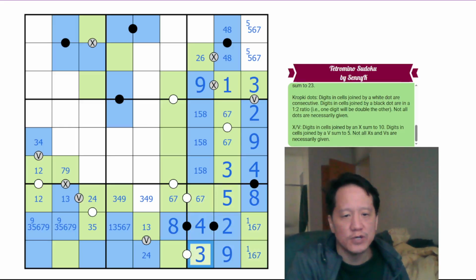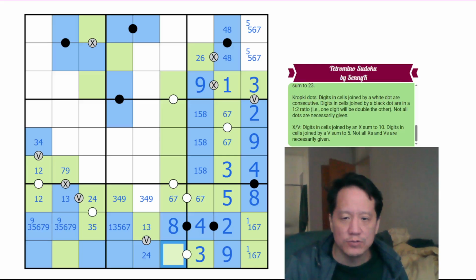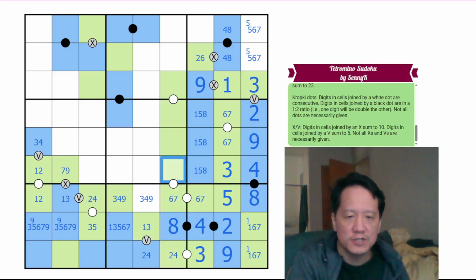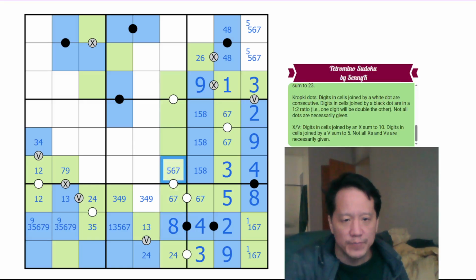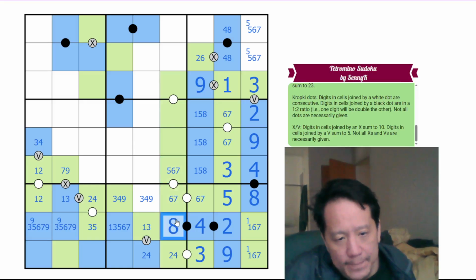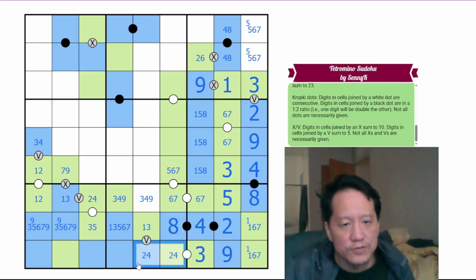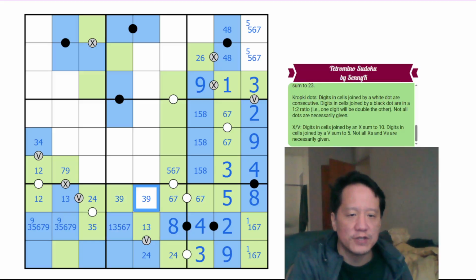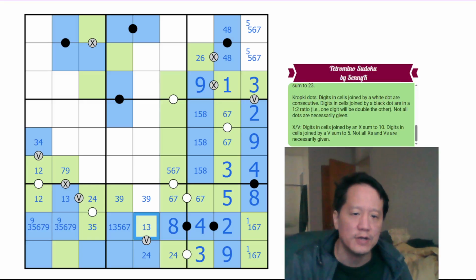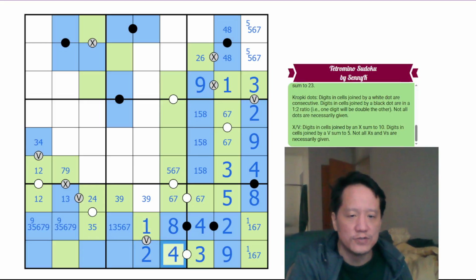So this is 3, which is consecutive with 2 or 4. So this is 2 or 4. 6, 7 is consecutive with 5, 6, 7, or 8. There's no 8 possible because of the 8 in the column. This is a 2, 4 pair, which eliminates 2 and 4 in the rest of the box. This can't be 4. This is a 3, 9 pair, which eliminates 3, 9 in the rest of the box. So this can't be 3. This is 1, this is 2, this is 4.